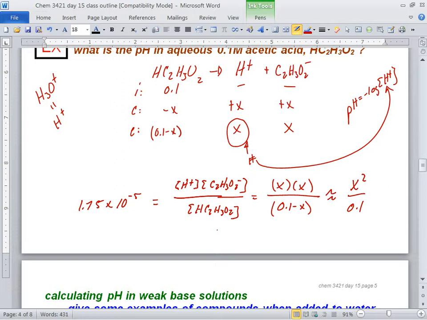Now your answer had better be, Desiree, back to you, bigger than a pH of 7 or lower than a pH of 7. Which one had it better be? Because acetic acid is an acid. So your pH had better be what when you're done with this? Smaller than 7. Right? Otherwise you messed up somewhere.